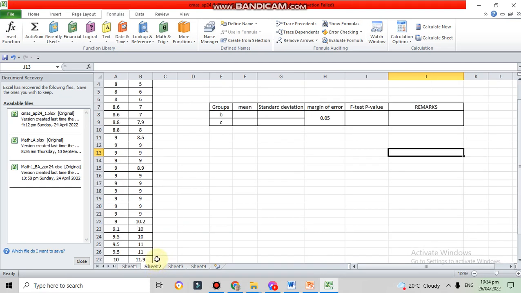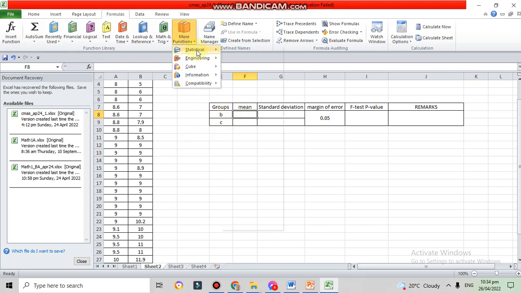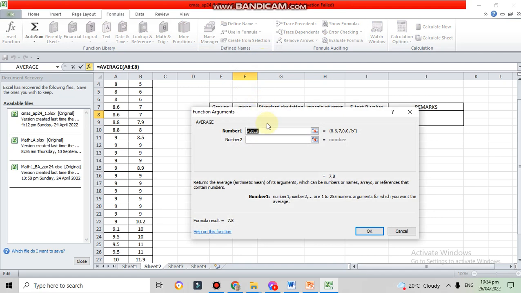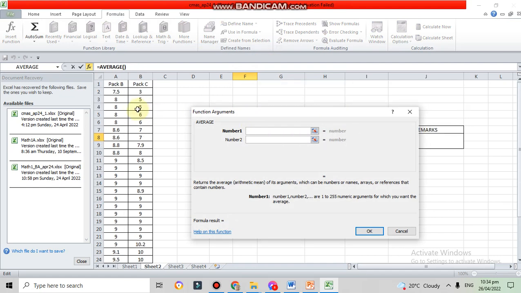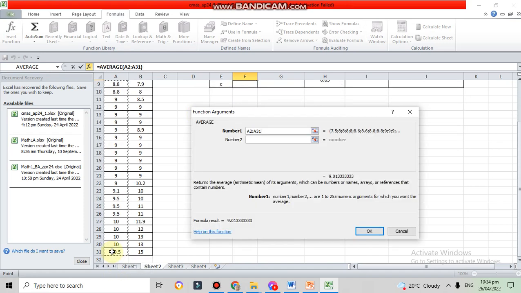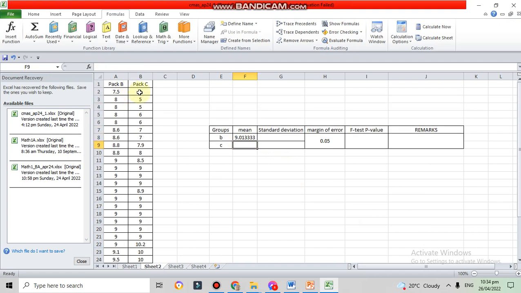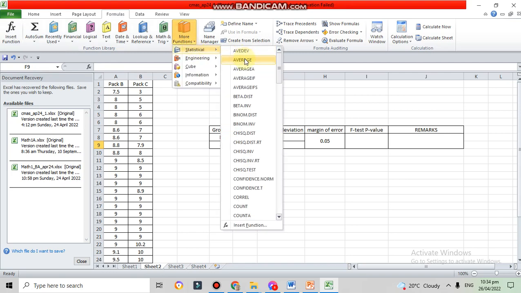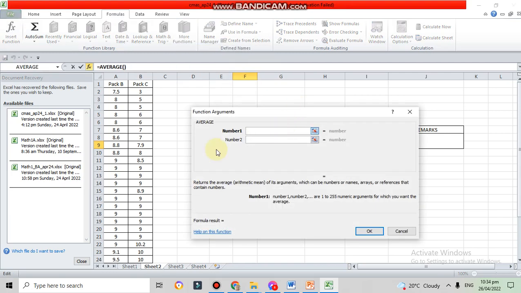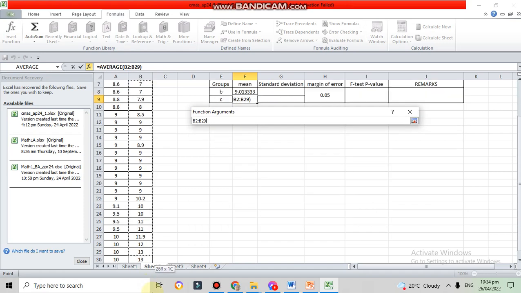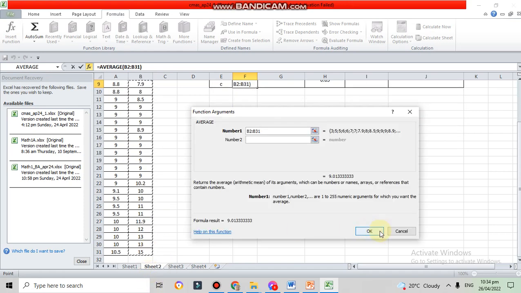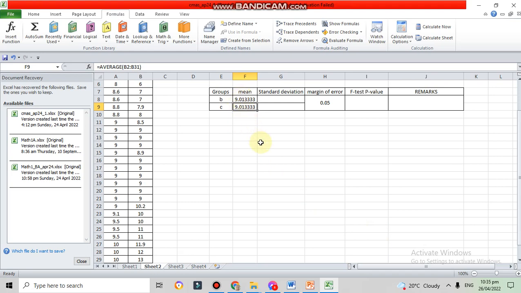Okay, so same with the first problem. So to get the mean, you can have this one, statistical, average, leave it blank. Okay, left click the first number, left click and hold towards the last number, left click OK. Then about this one, left click this one, left click more functions, statistical, average. Okay, left click the first number of pack B towards the last number, left click OK. Notice that they have the same mean.